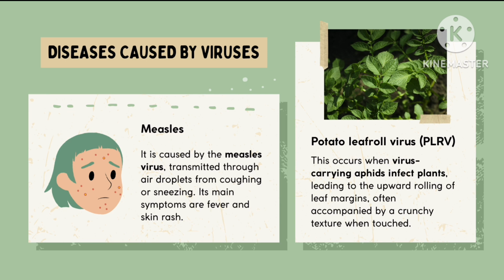Potato leaf roll virus. This occurs when virus carrying aphids infect plants, leading to the upward rolling of leaf margins, often accompanied by a crunchy texture when touched.